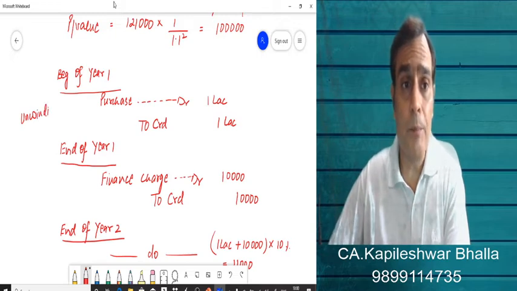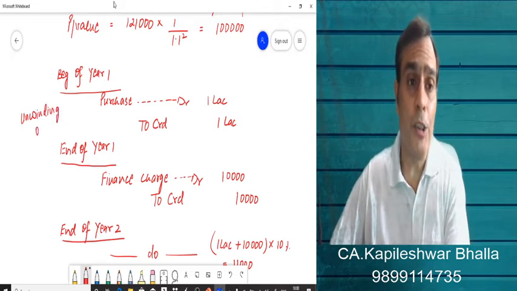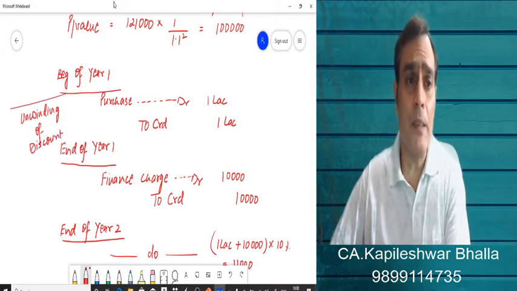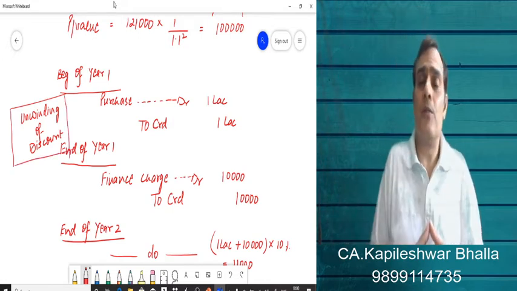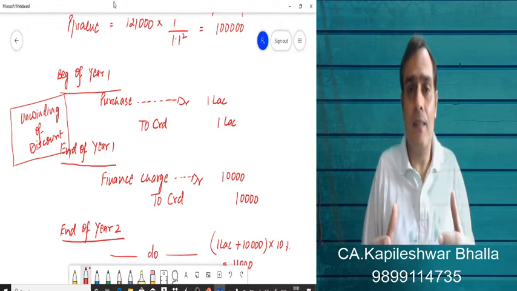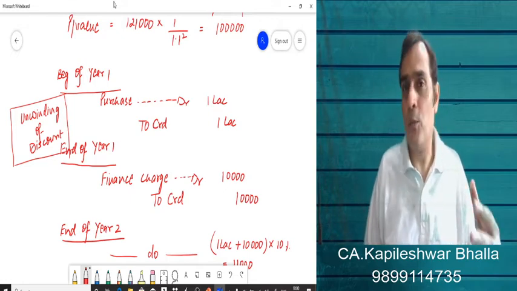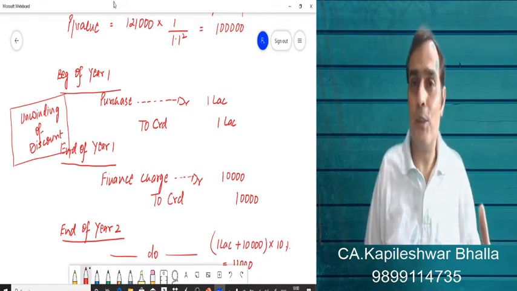So are we supposed to know the terminology, unwinding of discount? Well, I think if you know it, then it's good. And trust me, as we go to many standards, like even Ind AS 37, Ind AS 16, or Ind AS 38, you are going to hear this term again and again. So it will become a part of your language itself.